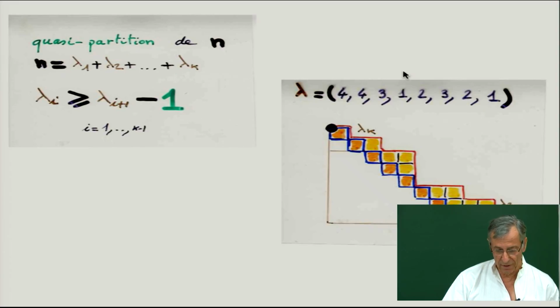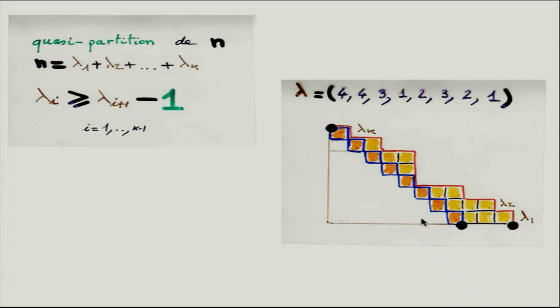So this is a visualization of a quasi-partition. I have a quasi-partition, see 4, 4, 3, 1, 2, 3, 2, 1. So the numbers go decreasing, weakly decreasing, but sometimes it can increase by 1. So here it's like a partition, but between 1 and 2, it's increasing by 1. 2 and 3 increasing by 1. So at most, the sequence of integers is decreasing weakly or maybe increasing by 1.